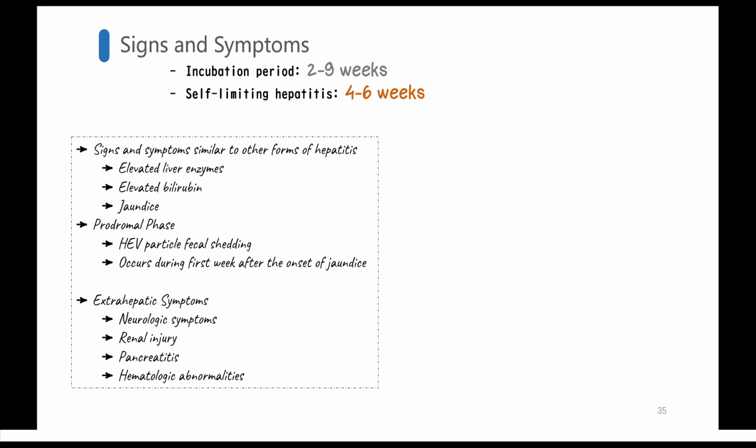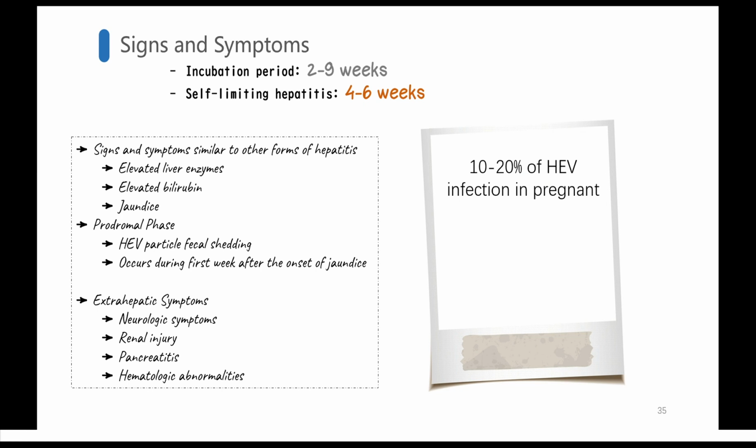Hepatitis E does not only have tropism to the liver, but it also has slight tropism to other tissues of our body. For example, it has tropism to neuronal tissues, to our kidneys, to our pancreas, and even to our blood cells. And hepatitis E actually is the most common hepatitis among pregnant women.